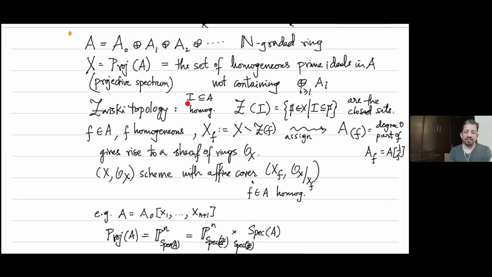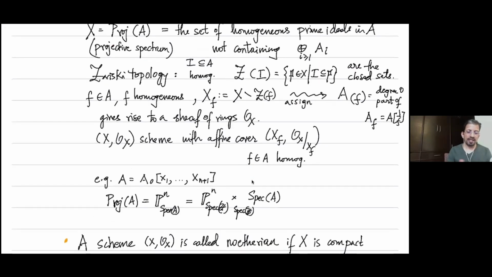For the Zariski topology, instead of looking at arbitrary ideals, you look only at homogeneous ideals, and look at all homogeneous primes. There's one small extra condition, that the homogeneous prime should not be too big: it should not contain all of A_1 through A_infinity, the whole irrelevant ideal. So you look at all homogeneous primes which contain the ideal I, and declare them to be closed sets. One can check that this forms a topology. That's the Zariski topology on the projective spectrum. And similarly, one can talk about basic open sets.